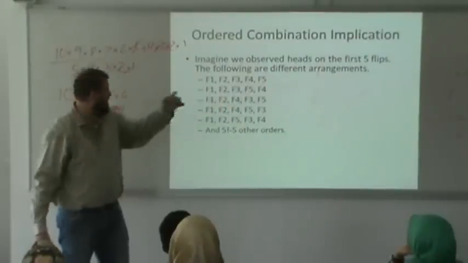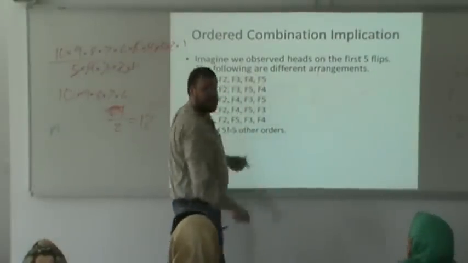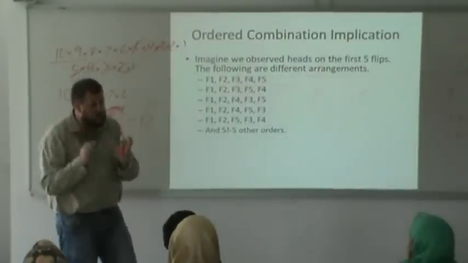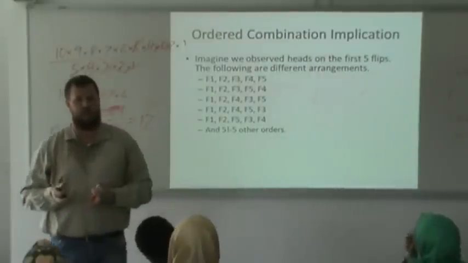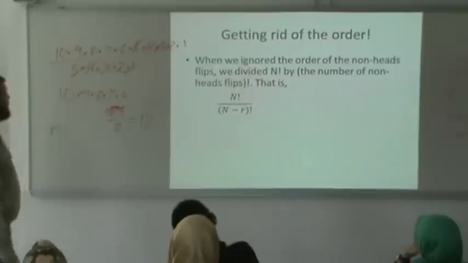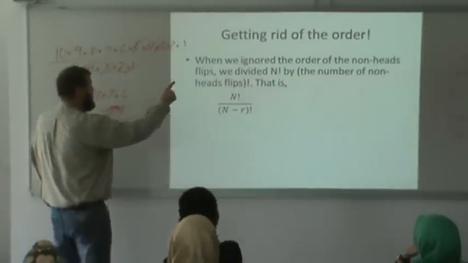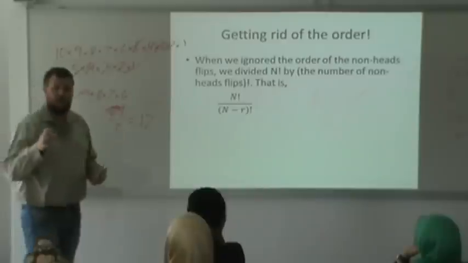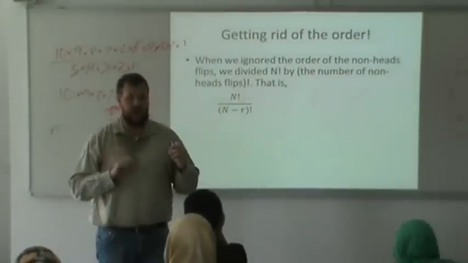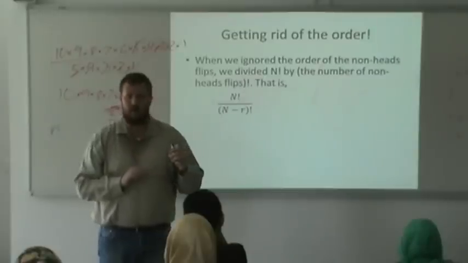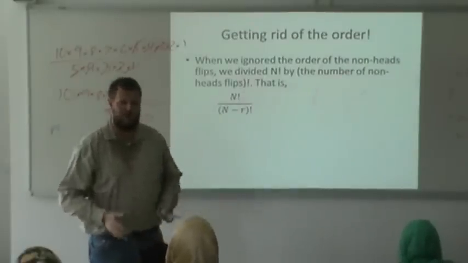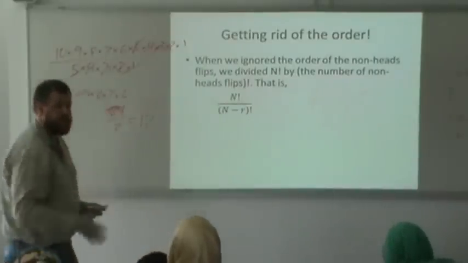So we don't care what way we order these heads. We just want to know the flips that heads occurred in. We want to get the unique combination of heads. So, how can we do this? Well, let's get rid of the order. When we ignored the order of the non-heads flips, that is, when we said we have 10 things and we just care about the 5 heads, we divided by n minus r factorial to get rid of the order for those other things that we weren't interested in.